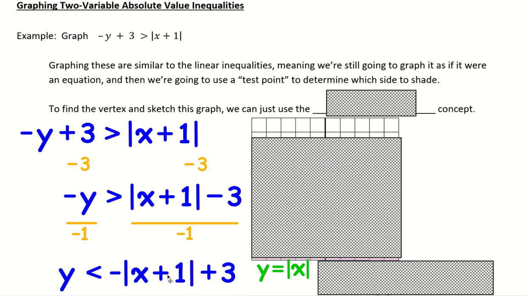Now, the v, let's see here. This +1 would take the original parent graph and move it to the where? This +1 would shift your parent graph to the left 1, and this +3 would shift it where? Up 3. How about this negative out in front? What does that do?